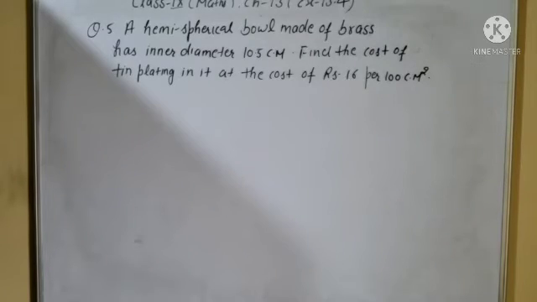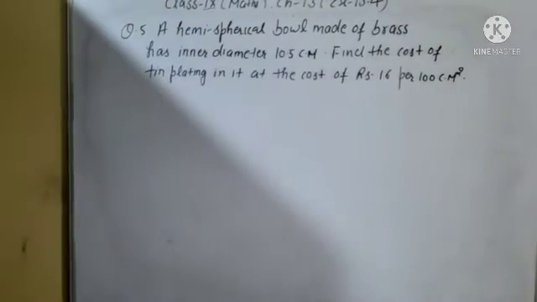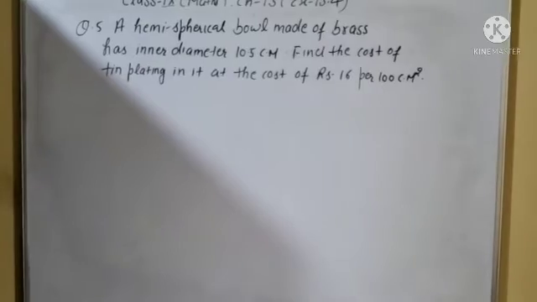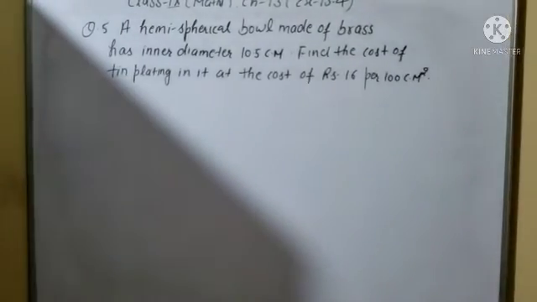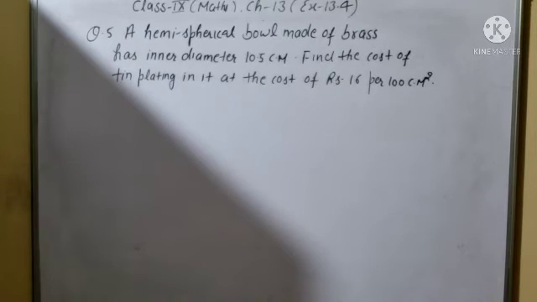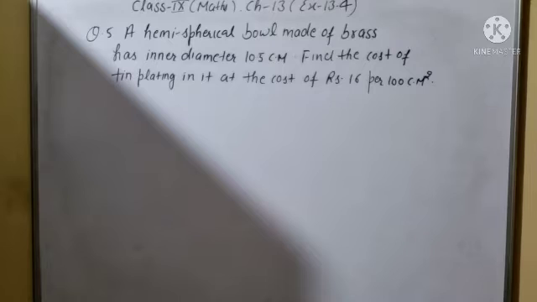Now we will start our next question. Question number 5 is given. A hemispherical ball made of brass has an inner diameter of 10.5 centimeter. Find the cost of tin plating it at the cost of rupees 16 per 100 centimeter square. Okay, a hemispherical ball is given and it is made of brass, with an inner diameter of 10.5 centimeter. Find the cost of tin plating it at rupees 16 per 100 centimeter square.